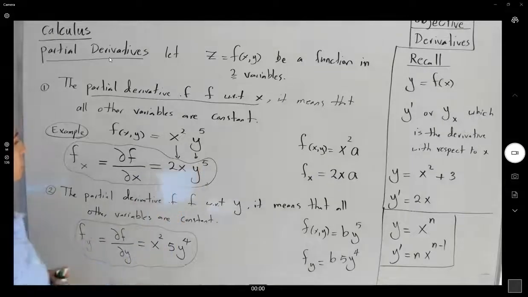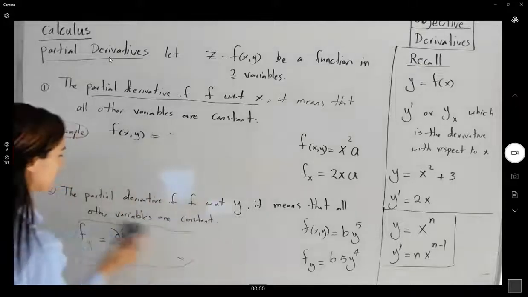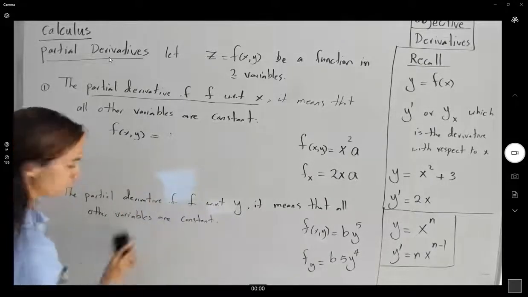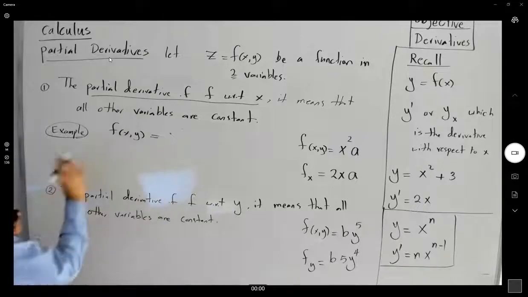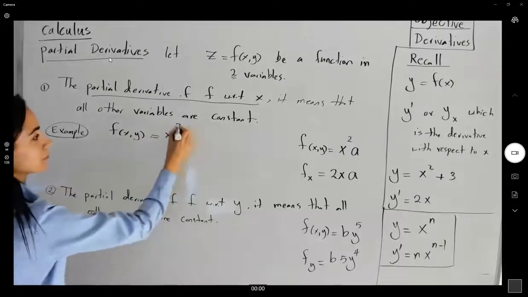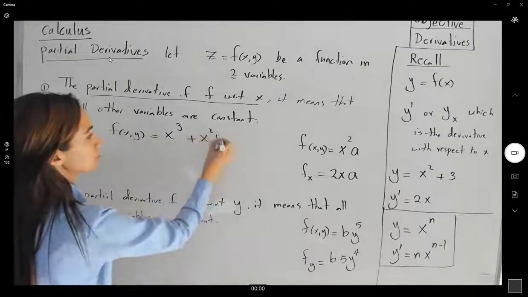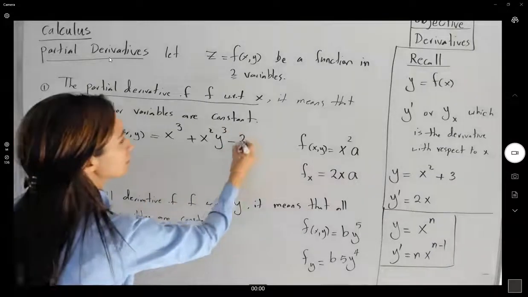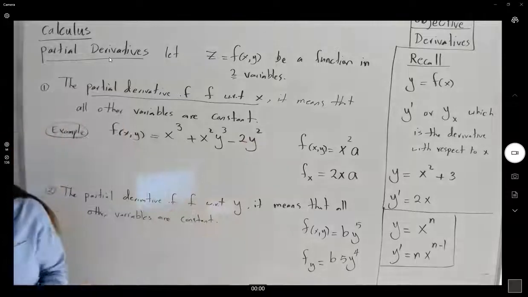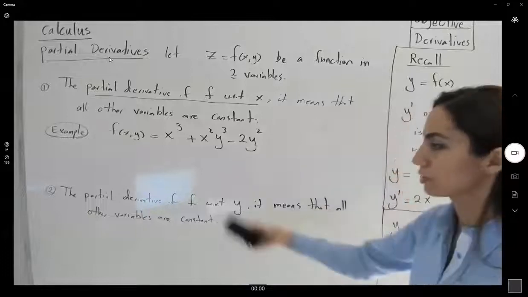Well, let's give another example. Okay. Well, let's take a look at this example together. Here we have f of x and y, which is x cubed plus x squared y cubed, and minus 2y squared. Okay, perfect. We want to take the partial derivative with respect to x, with respect to y.